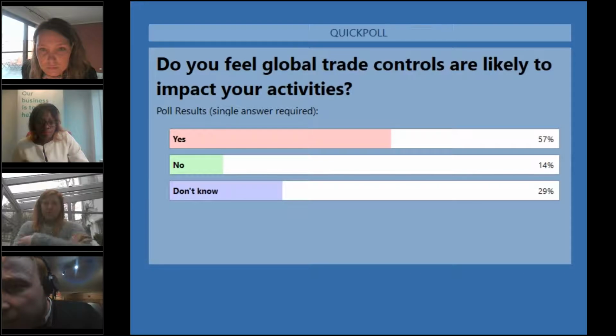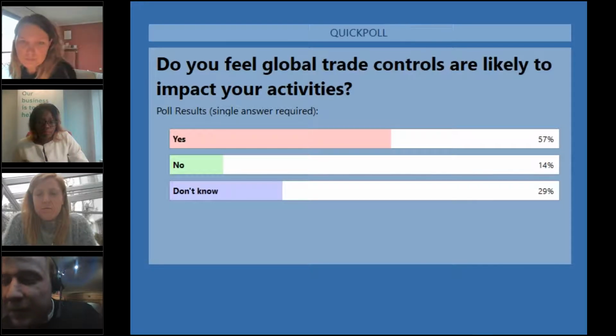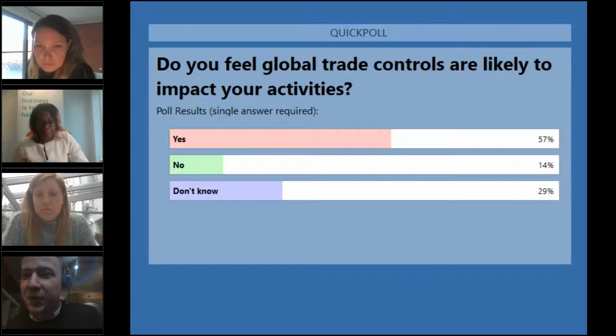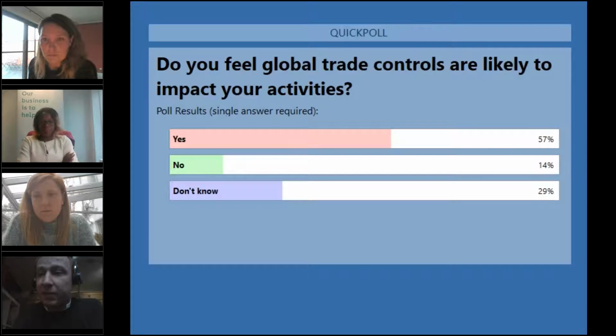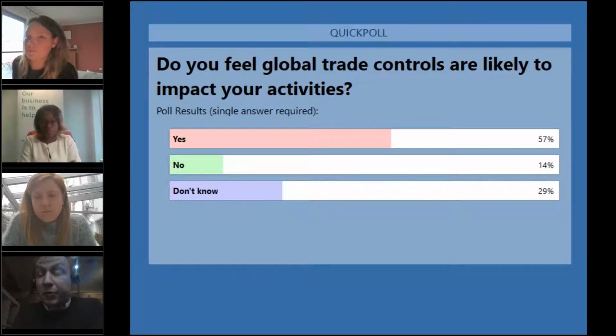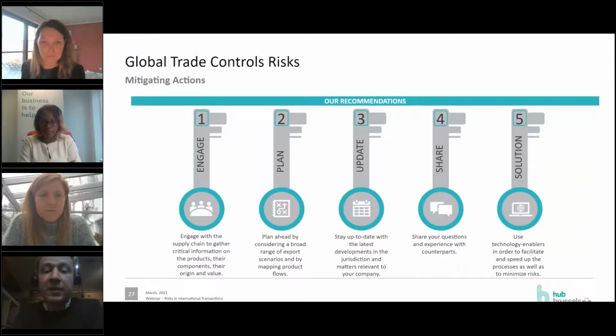Yes, so 57% of the participants feel that global trade controls are likely to impact their activities, and I think that this seems to me to be a fair share of the respondents, because of course I understand that companies, for example, active in the food industry, are not at all, I would say, impacted by that kind of measures. But others, yeah, most likely biotechnology companies, etc., or yeah, just name it. Really, numerous companies are to be confronted and impacted by that kind of global trade controls measures and risks.